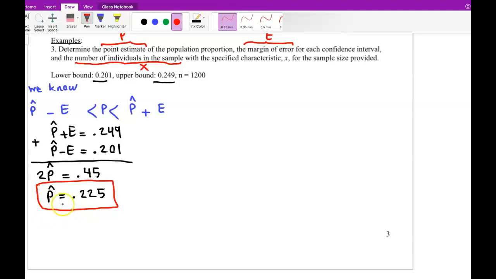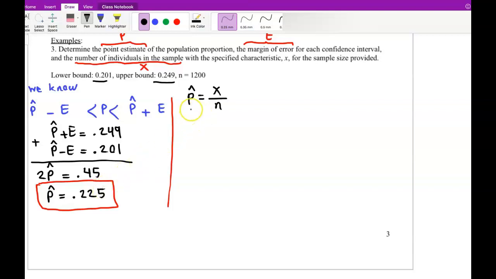So this is our point estimate. Then we need to find x. Okay, now finding x. To find x, we should use p hat equal to x divided by n.